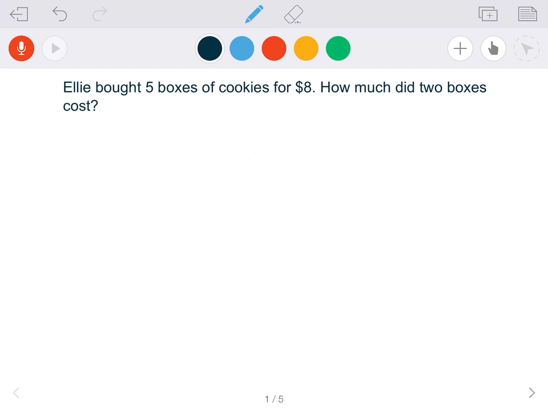Step 1, read the word problem. So, Ellie bought 5 boxes of cookies for $8. How much did 2 boxes cost?